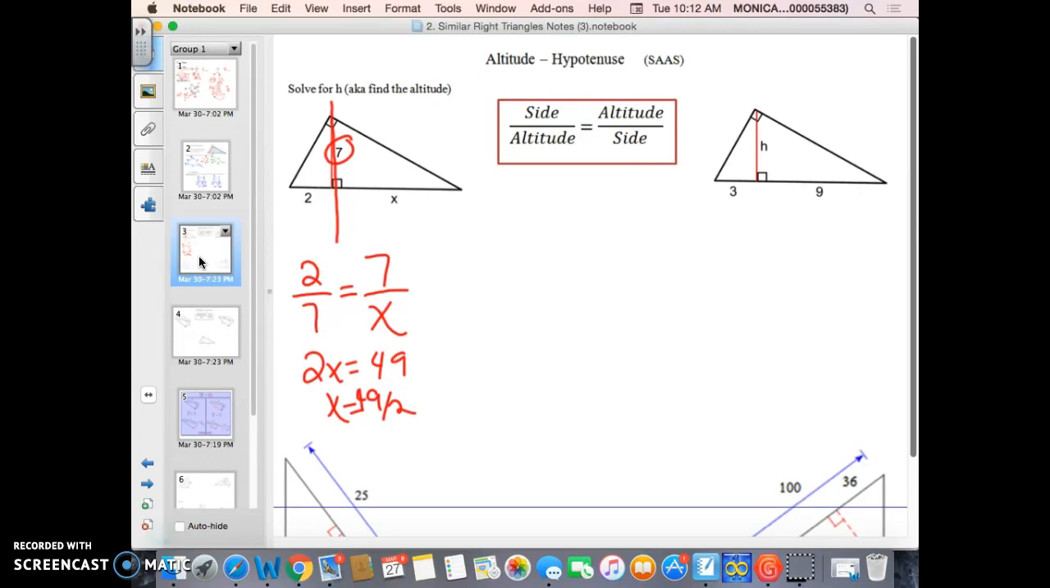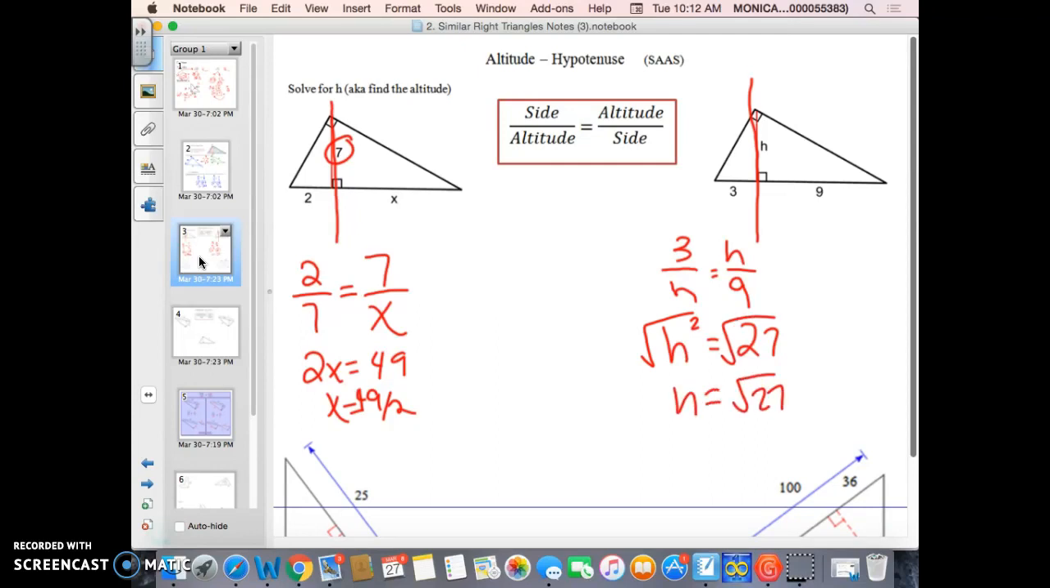Over here, once again, I've got this altitude dividing my two sides. So it's going to be 3 over h equals h over 9. This time, I'm going to have to find the geometric mean. So h squared equals 3 times 9, which is 27. I'm going to take the square root of both sides. So h is going to equal the square root of 27. You can figure that out by typing it in your calculator.